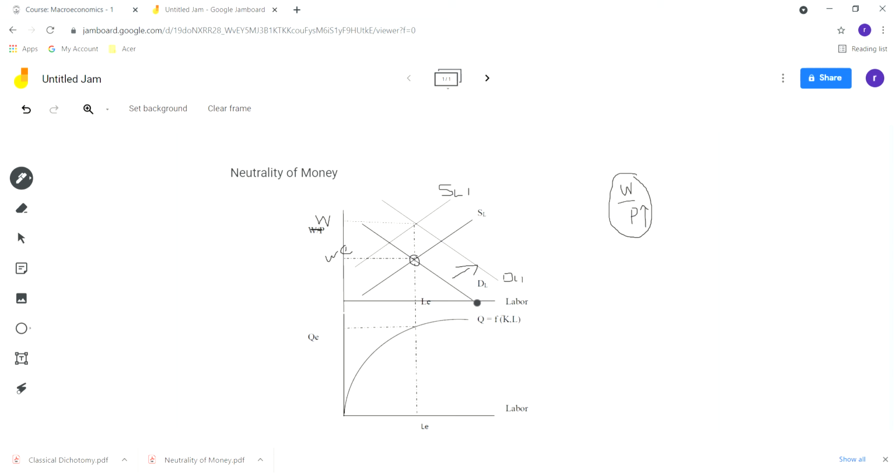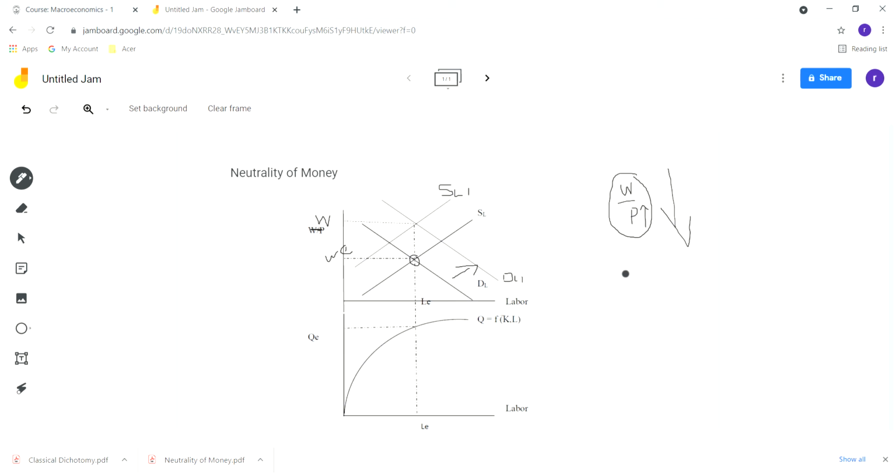And now what happens? The equilibrium is at this point here, the labor demanded should increase. But what has happened? Because price has increased, people are not ready to offer their labor services. When price has increased, the real wage has fallen. So when real wage falls, the income that laborers are getting from their work has fallen. So they prefer leisure in place of work.